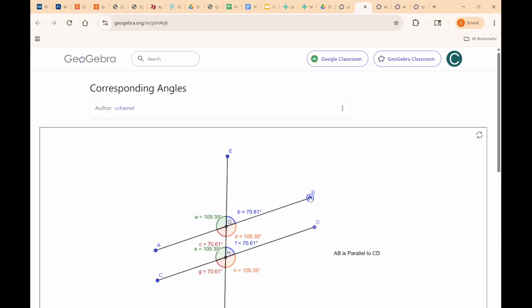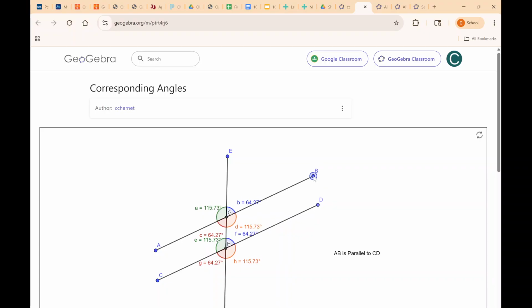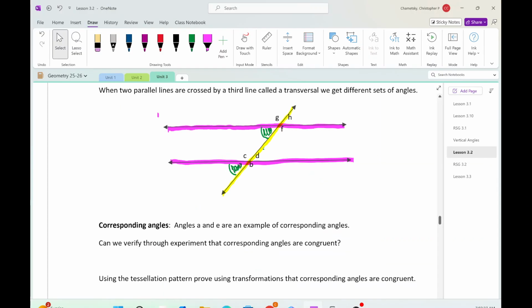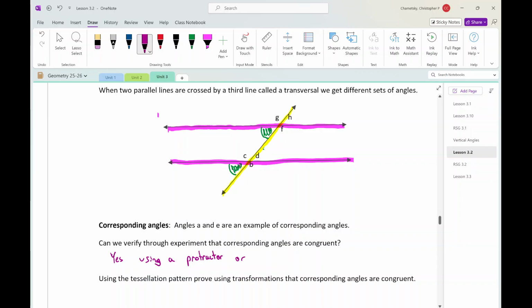It's still always going to be the case. They always line up there, and they always are congruent. I could test it a bunch of times, but that doesn't really prove it. It kind of gives us a for example. So we could also just take a protractor and measure these angles. So using a protractor or GeoGebra, we can see that they're congruent, but it doesn't quite prove it.